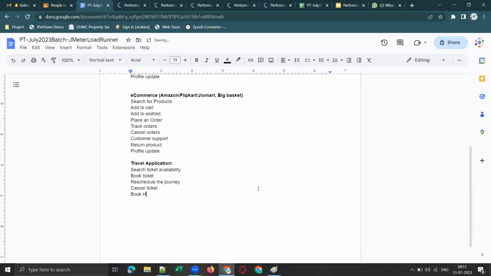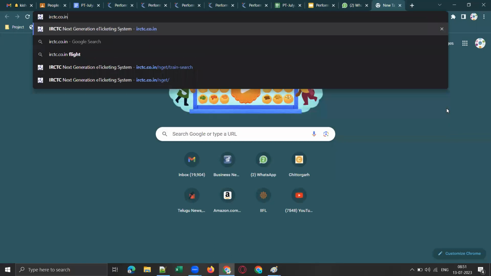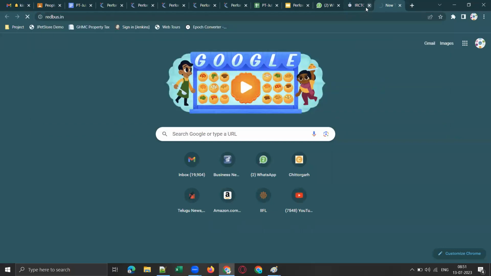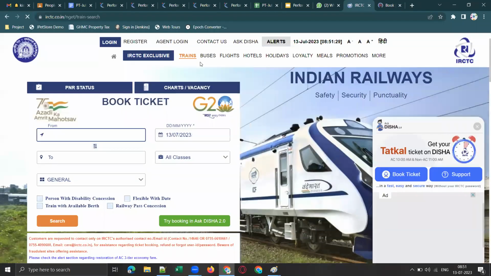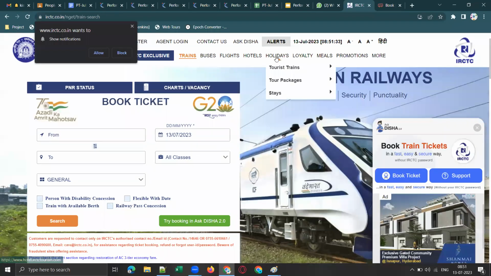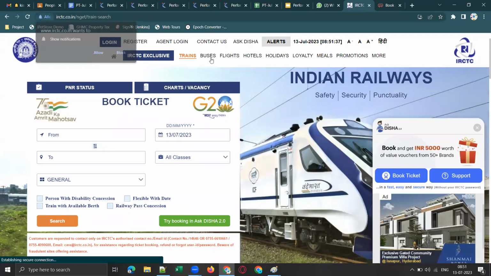Book a hotel room. Nowadays, most of the applications are providing that as well, right? Travel applications are providing booking a hotel room, etc. Yes or no? If you take IRCTC or Red Bus application, you can book a pilgrim package on IRCTC. You can book train tickets, bus tickets, flights, hotels, holiday packages, and all these, right? Yes or no, guys?